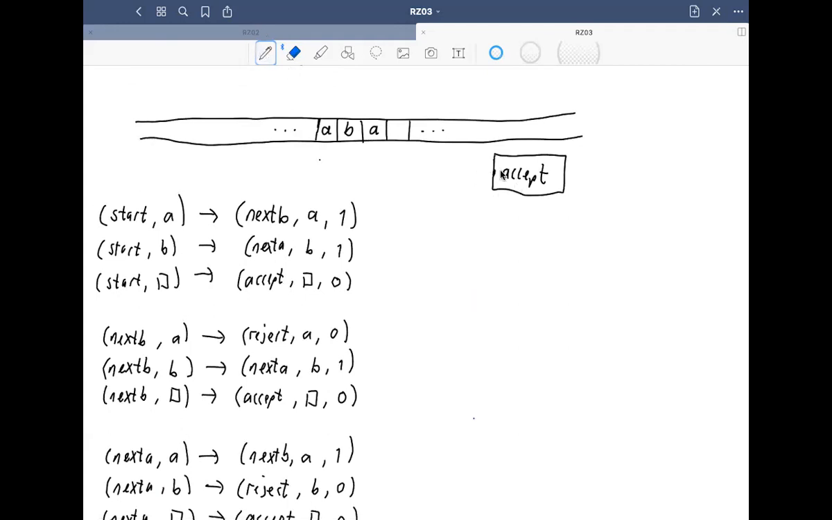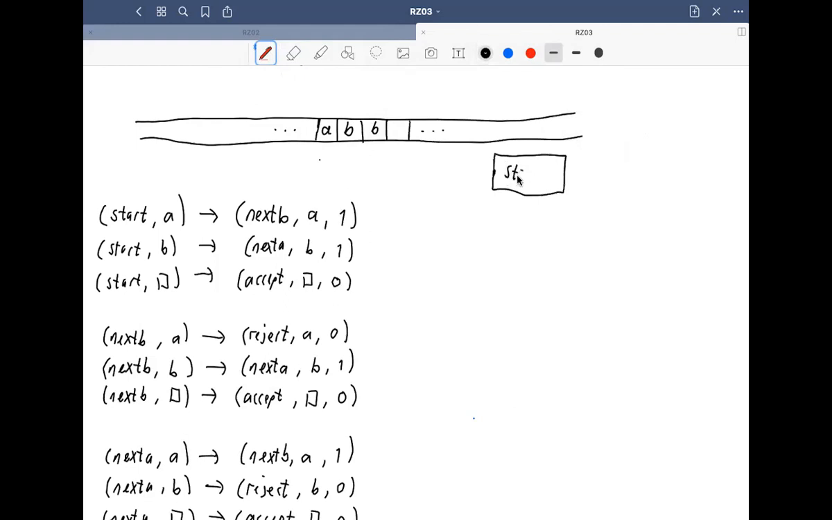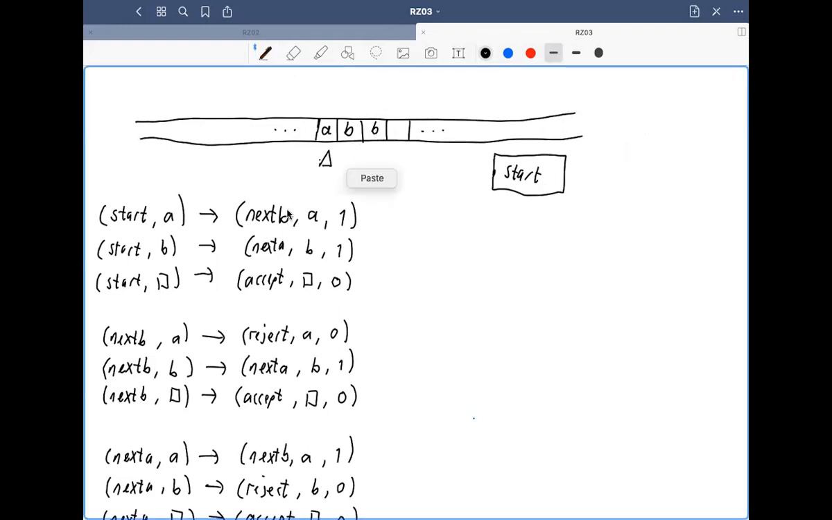I'm going to be rather quick about this, but let's look at two runs. So let's run it on the tape ABB. We're in the start state, and we start with the head at the left end of the input.